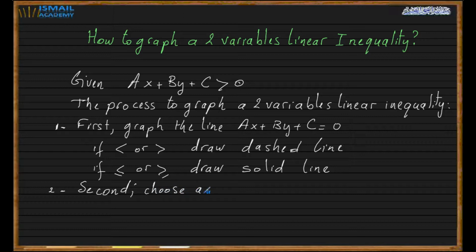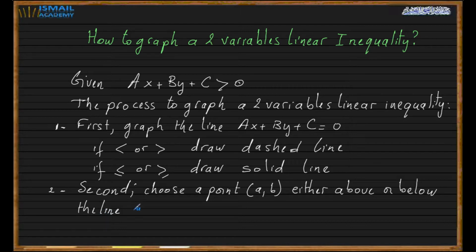So choose a point (a, b) from the graph, either above or below, it doesn't matter. It doesn't matter where the location of (a, b) is, either above the line or below the line, but don't choose it on the line.